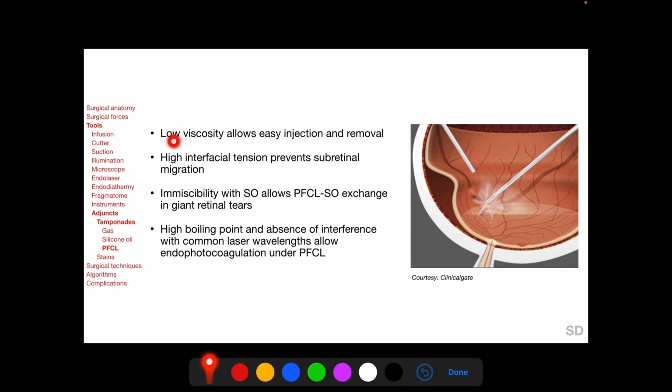Low viscosity allowing easy injection and removal, high interfacial tension preventing subretinal migration, immiscibility with silicone oil allowing perfluorocarbon liquid silicone oil exchange in giant retinal tears, as we will discuss, and a high boiling point and absence of interference with common laser wavelengths allowing endophotocoagulation under perfluorocarbon liquids.